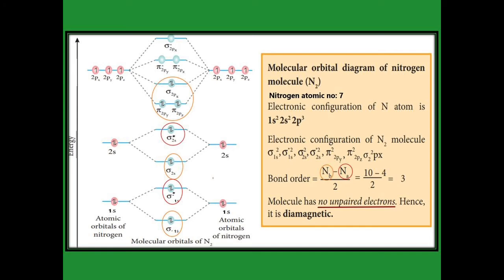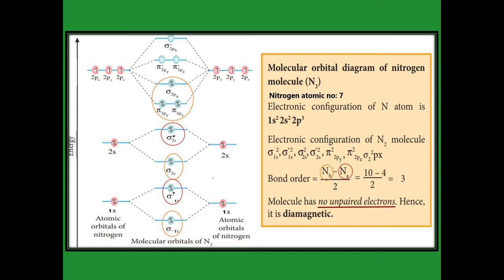Now in 2p3 there are 3 electrons in one nitrogen atom, and the other nitrogen atom also contains 2p3, so totally 6 electrons. Those 6 electrons in the molecular orbitals are filled, first of all, in pi 2py and pi 2pz with 4 electrons. Afterward the other 2 electrons go to sigma 2px.